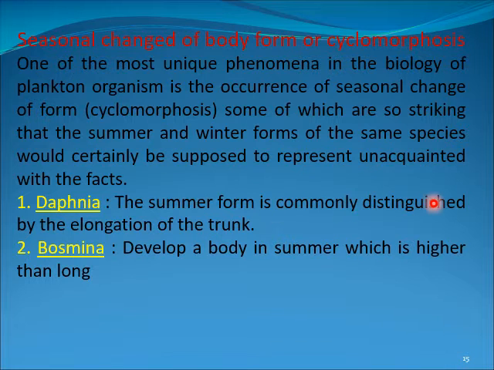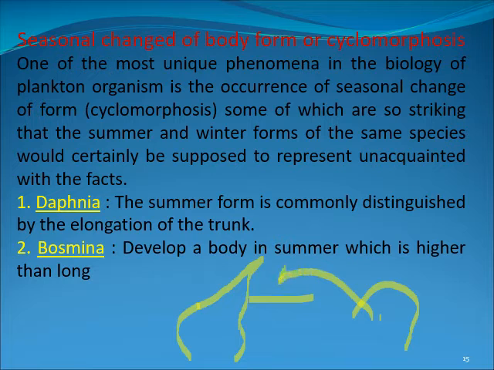Seasonal change in cyclomorphosis: two animals, Daphnia and Bosmina, show the clear-cut cyclomorphosis condition. Daphnia in the summer is commonly distinguished by an elongated trunk. On the head, this type of structure on the helmet occurs in Daphnia. Generally it is in this form, and in cyclomorphosis it will change into this form. This is known as cyclomorphosis. In Bosmina in the summer, its size becomes long. That is also known as cyclomorphosis.